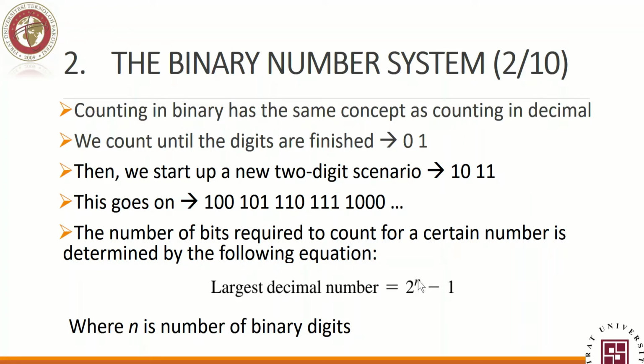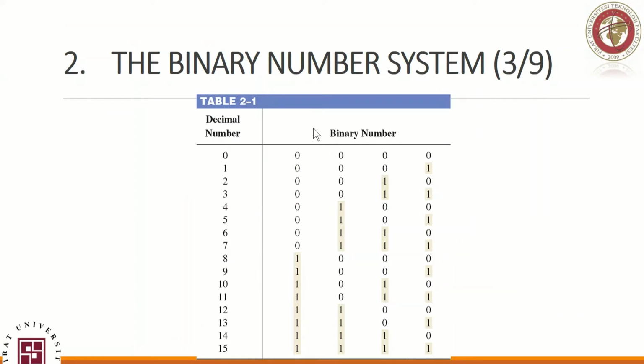If you put 4 here, you will count from 0 to 2 to the power n, 4: 16, 2 to the power 4, that's 16, minus 1, 15. So you will count from 0 to 15 in decimal. So this is 4 digits. You can count from 0 to 15, and that's how it is counted. We start with all zeros exactly like the decimal, then all zeros except the last digit, and you move on.